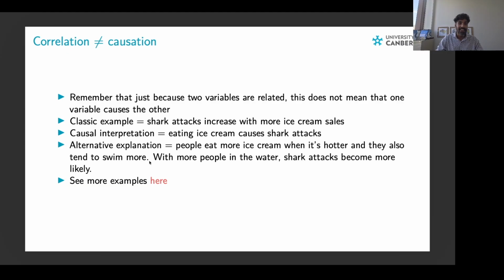So here is a great example. If you click on here, it gives you a whole bunch of spurious correlations. They're just correlations that appear in nature, and shark attacks and ice creams are one of them. But there's a whole host of examples posted on this website, so I encourage you to have a look at those examples to get a sense of it.